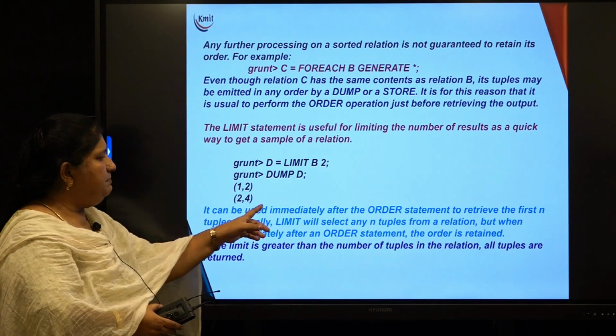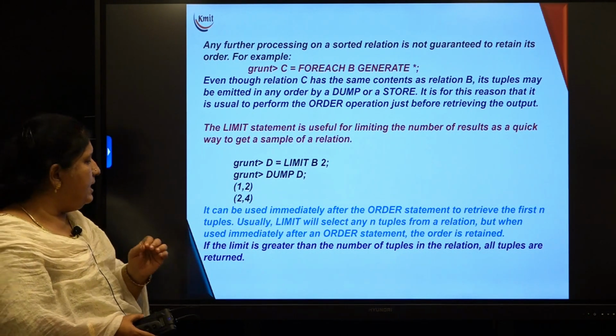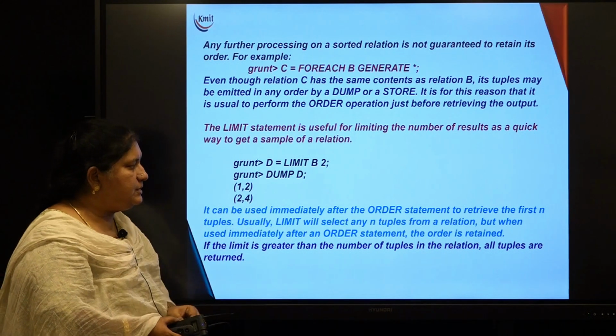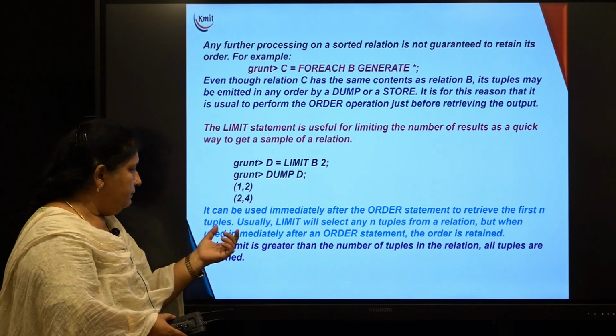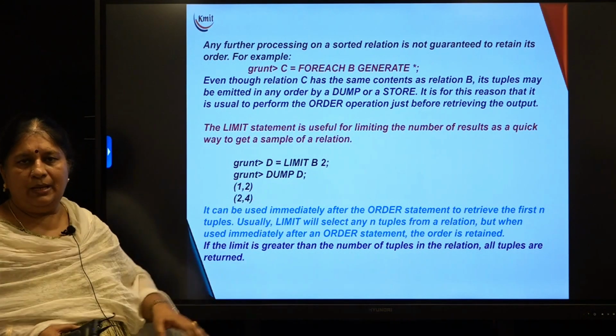It can be used immediately after the order statement to retrieve the first n number of tuples. Limit will select any n tuples from the relation, but when you use it immediately after the order by clause, this sorted order will be retained.